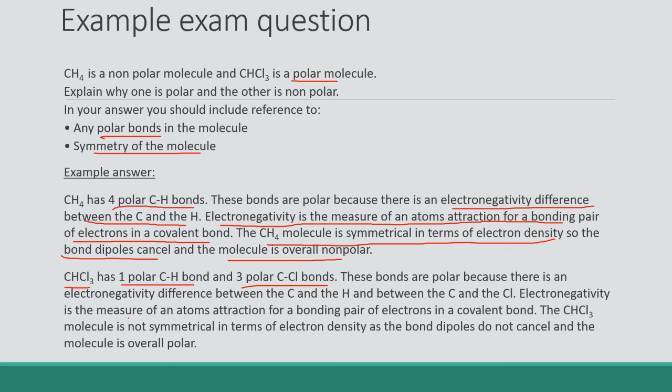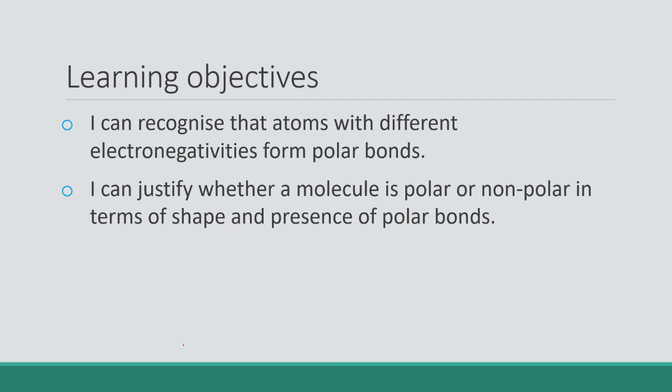The methane molecule is symmetrical in terms of electron density, so the bond dipoles cancel and the molecule is overall nonpolar. Compare that with this molecule here, it's got 1 polar CH bond and 3 polar CCl bonds. The bonds are polar because of the electronegativity difference between the carbon and the hydrogen and between the carbon and the chlorine. Electronegativity is the measure of an atom's attraction for a bonding pair of electrons in a covalent bond. And the molecule is not symmetrical in terms of electron density as the bond dipoles do not cancel, and overall the molecule is polar. So this video 10 has been all about polarity, 10A has been about polar bonds, and 10B has been about polar molecules.